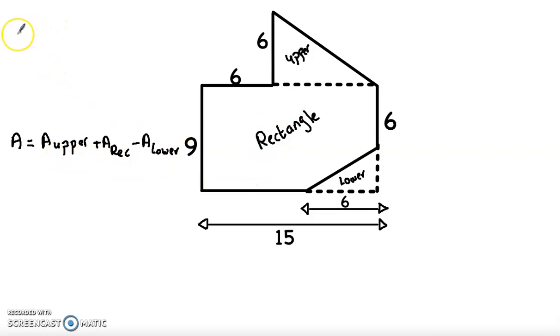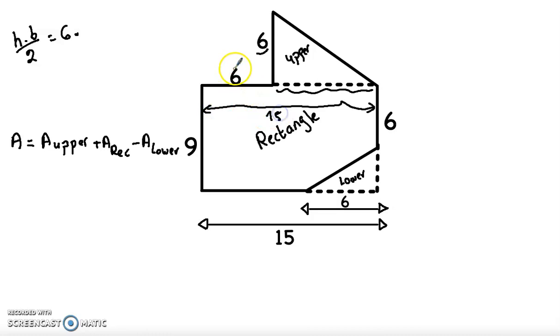The area of any triangle is equal to height times base over 2. So for the upper triangle, this is the height, so it's equal to 6 times the base, which is this side. We know that this side is equal to 15, and we have this part equal to 6, so the base is equal to 9. So 6 times 9 over 2, 54 divided by 2 equals 27. So this is the area of the upper triangle.